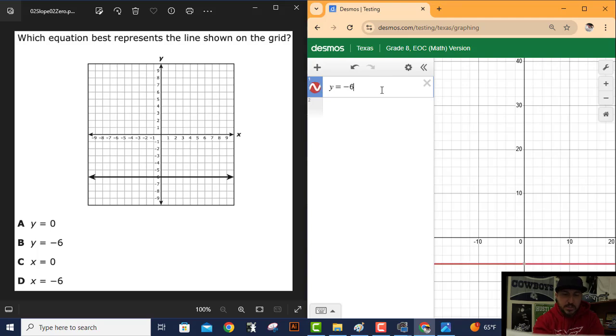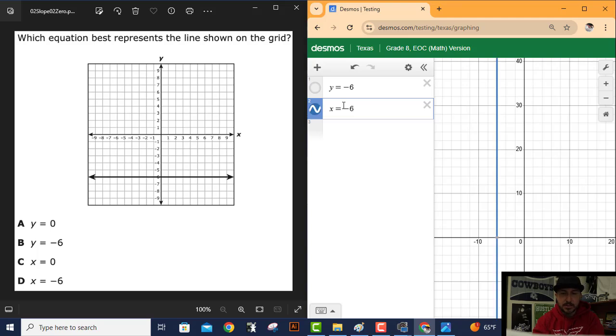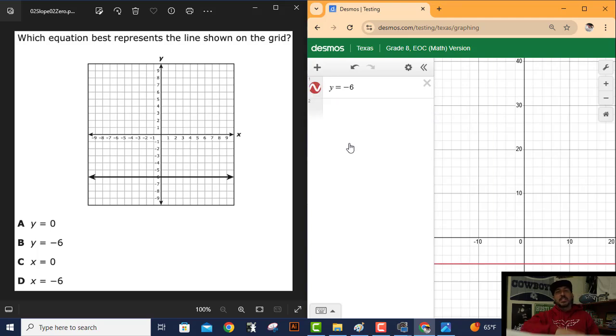Y equals -6. Let's see, he crosses the -6. Does he cross? He does cross that -6. I'm going to keep him and just mute the line. Now I'm going to type in choice C. I get x equals 0. Okay, it's on the y-axis. This is not it. Then I type in the next choice, x equals, no, it's not it either. So we know for a fact that it's choice B, and this is a 0 slope right here. All right, cool. Easy peasy.